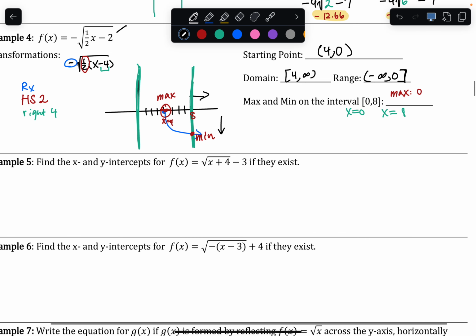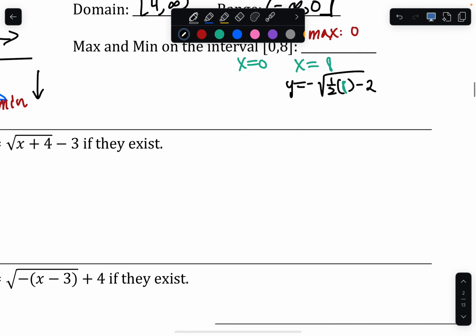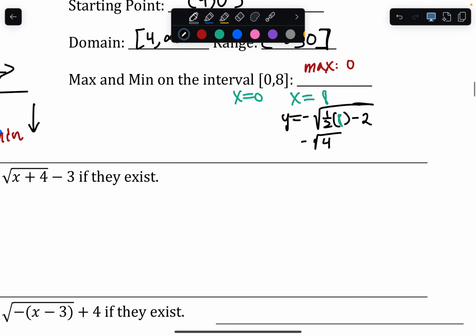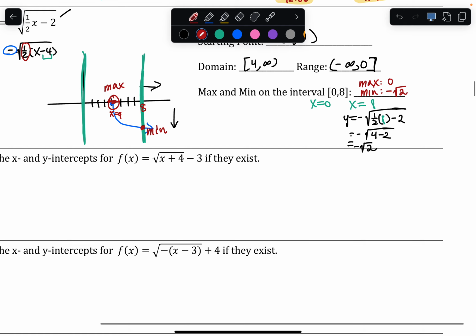And so y equals negative square root of 1/2 x minus 2, and we're filling in the 8. Okay, so 1/2 of 8 is just 4. And we still have a minus 2 under the radical. And so that simplifies to a negative square root of 2. And so I'm going to leave it in terms of the radical. So our minimum would be negative square root of 2.